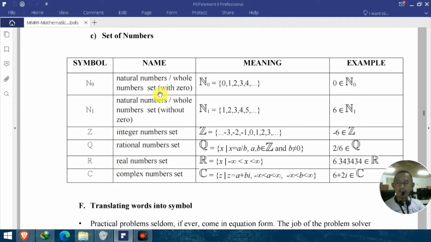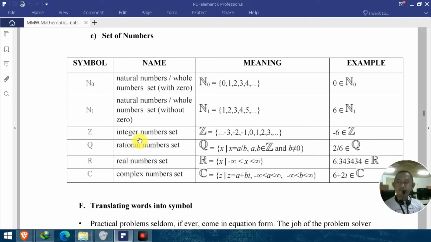We have natural numbers, whole numbers, with 0, in N0 and N1. So in natural numbers, it's either 0 until infinite, so not the three dots ellipsis. So 0 is an element of N0, natural numbers with 0. And then 6 is also an element of N1, which is the natural numbers without 0.